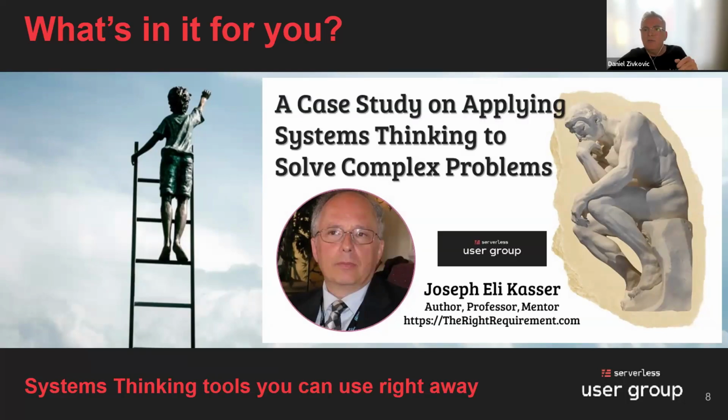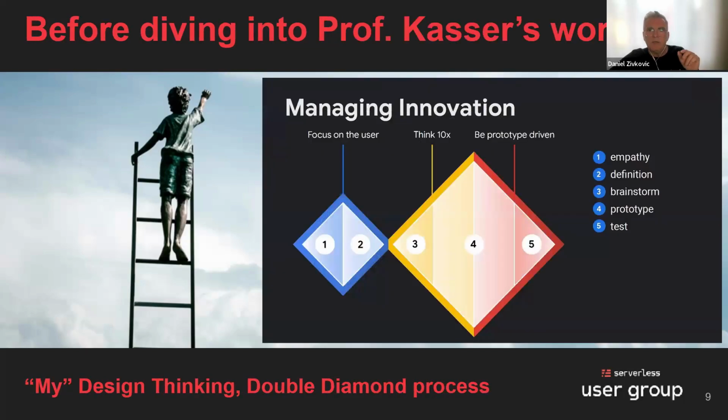Before we dive into Professor Kasser's talk, I want to share a slide that connected many dots for me. In 2020, I attended a presentation by Mark Ruff from Google about managing innovation. The slide shows how Google manages innovation using design thinking from Stanford and the British Design Council's Double Diamond process. The diagram emphasizes empathy, problem definition, brainstorming, prototyping, and testing.